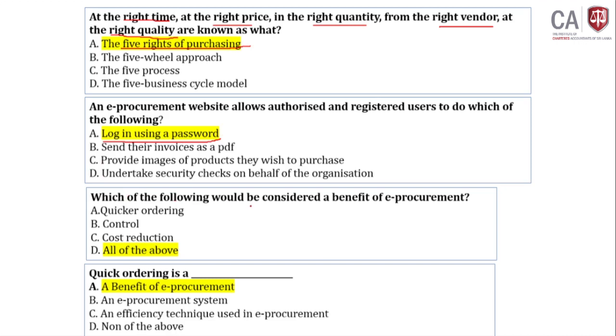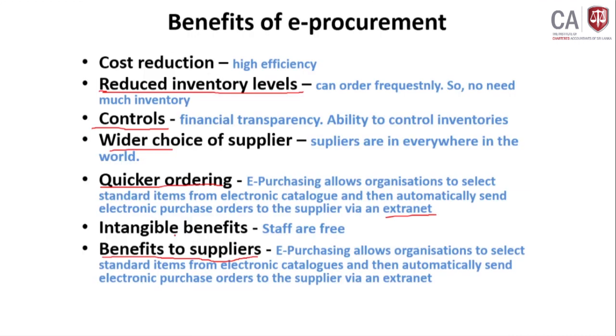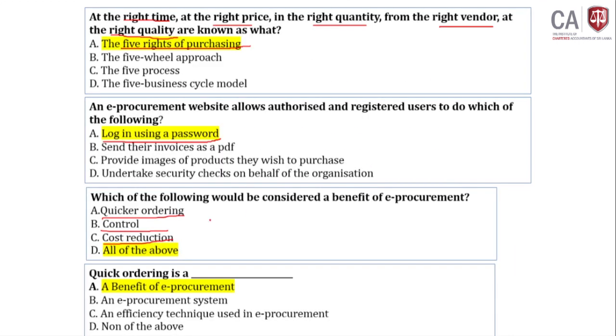Which of the following would be considered the benefit of e-procurement? Quick coordination, they can order quickly, and control and cost reduction. All of the things which we mentioned here are there. So you know that this is the answer now. Quick ordering is a benefit of e-procurement. So I think from these four questions, it will give a very good understanding.